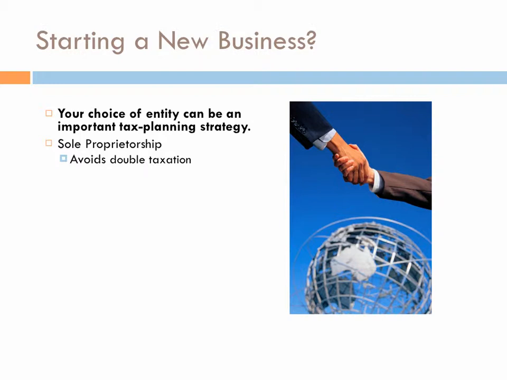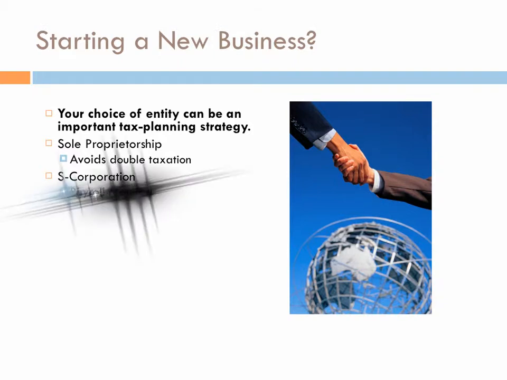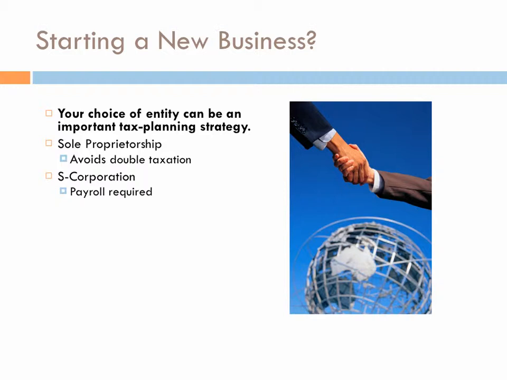Another option available to both single and multi-owner businesses is the corporation. The choice to be taxed as an S corporation can avoid double taxation, similar to a sole proprietorship. However, with an S corporation, you will need to pay yourself wages and handle payroll reporting, even if you're the only one working in your business.